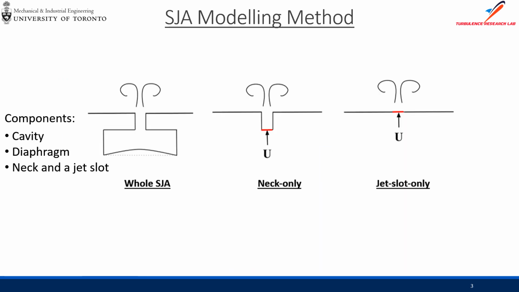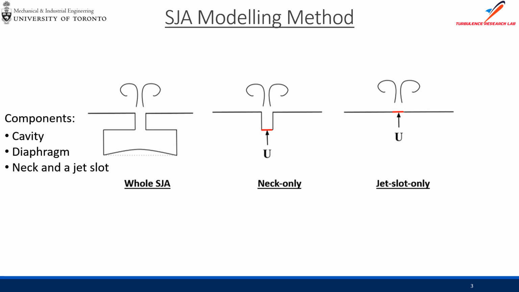Now, in an experiment, you just attach the SJAs onto the airfoil, but in numerical work, there are different ways of modeling it. Starting with some of the components, we have the cavity of the SJA. The cavity usually houses the diaphragm. The diaphragm can be on the bottom or on the sidewall. Then we have a neck that connects the cavity and the crossflow region. Finally, the jet slot is what we use to describe the area immediate to the crossflow surface.